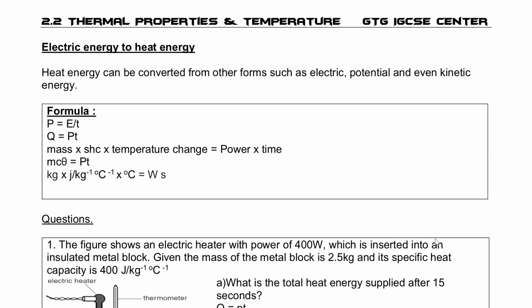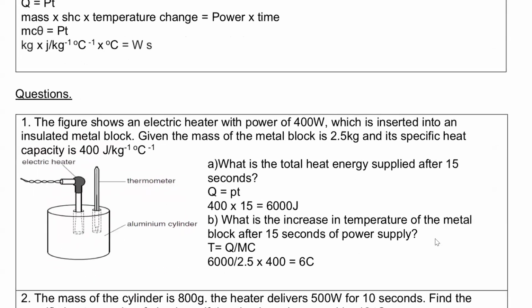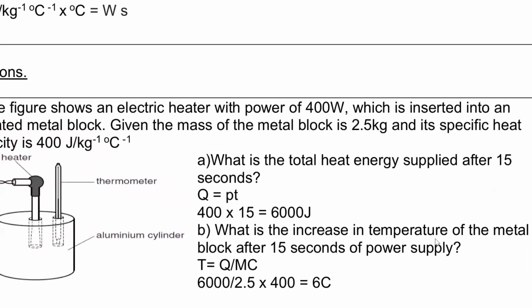Okay, everyone, anyone not done with question number 1? Check the answers, guys. You're supposed to get 6,000 joules and 6 degrees Celsius. Wait, how do you get 6 only? I also got 6 only. 6 degrees Celsius. Yeah, 6 degrees Celsius. How do you get 6 joules? I got 6 degrees Celsius. Yeah, good. How do you get 6 joules?